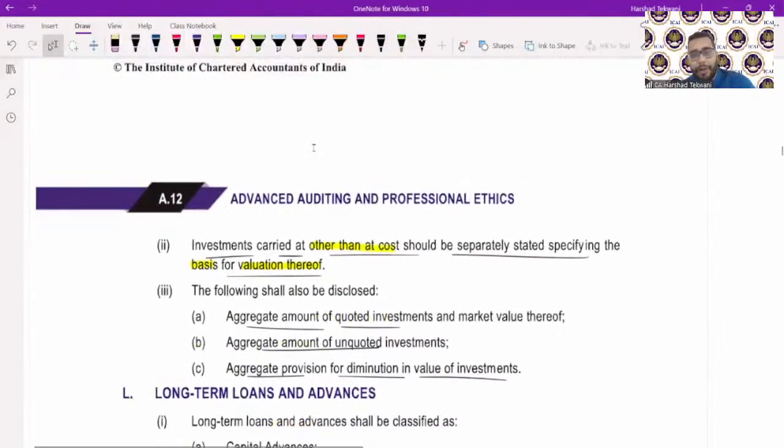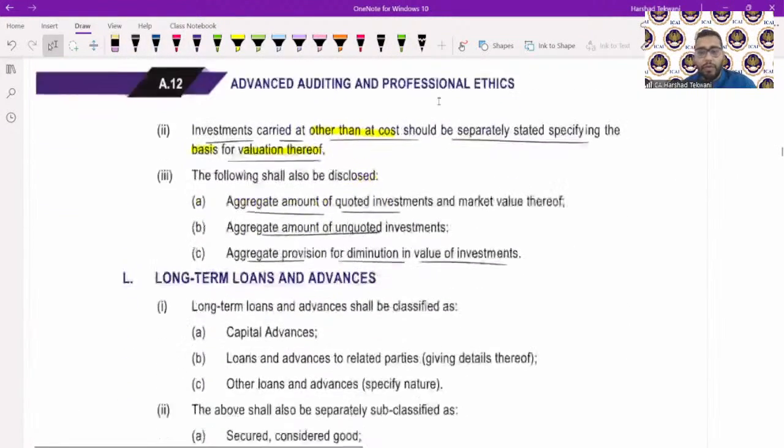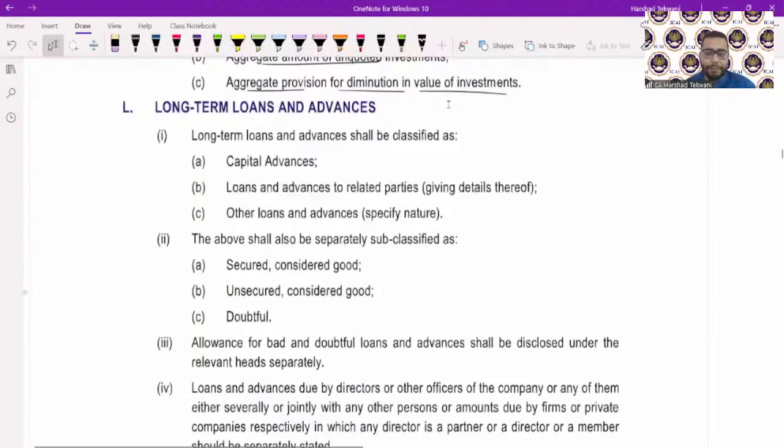Now this was for the investments. Then we'll move toward the long-term loans and advances. What are we required to disclose in the long-term loans and advances? First, you need to classify whether it's a capital advance, loans and advances to related parties, or other loans and advances. What is a capital advance? An advance given for capital assets, or you can say an advance given for non-current assets. Then loans and advances to the related parties, and other loans and advances.